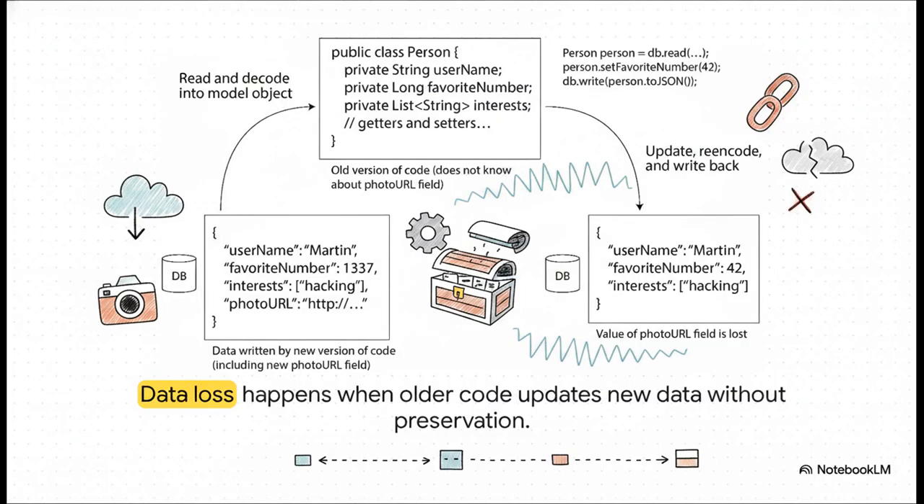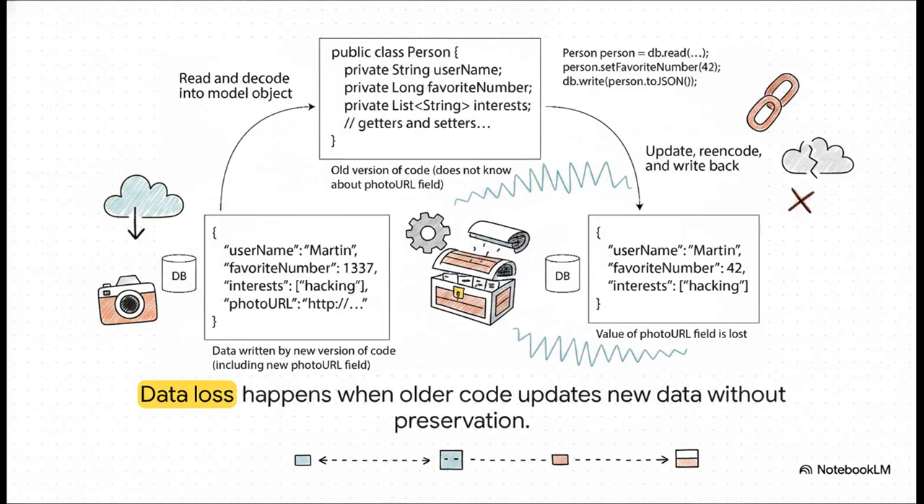Imagine you add a brand new field to your app's record, something like a photo URL, and your newer code writes this field to the database. Awesome. But then, an older version of your application, which has absolutely no clue what a photo URL is, reads that record, updates something else, like the user's favorite number, and writes the whole record back to the database. If that old code decodes the record into an object that doesn't explicitly preserve unknown fields, that photo URL gets completely wiped out. Poof, gone.